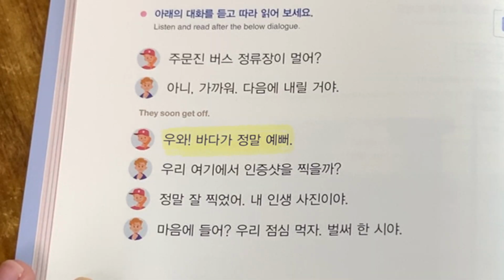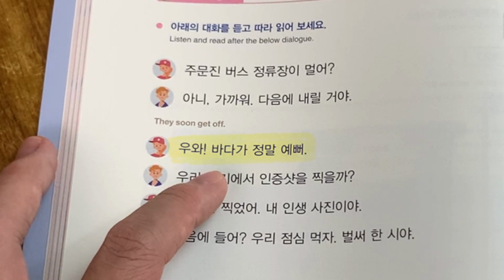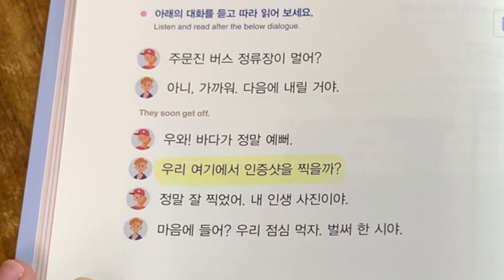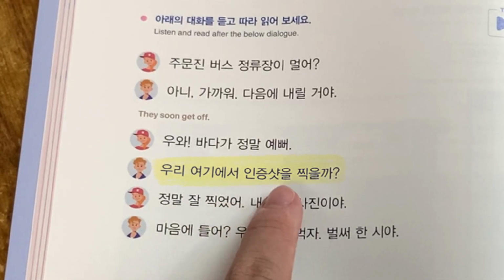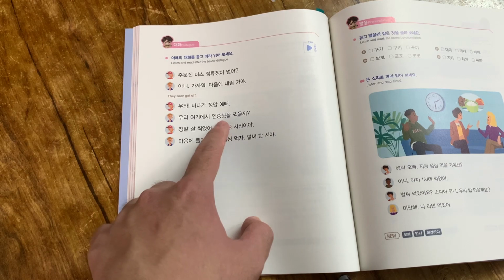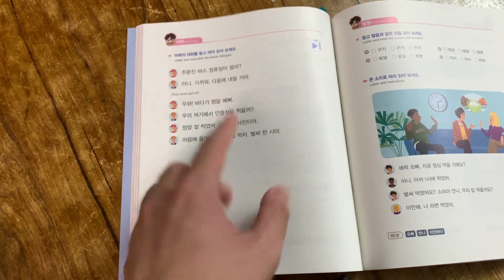와, 바다가 정말 예뻐. Wow, the beach is really pretty. 우리 여기에서 인증샷을 찍을까? Together over here, should we take a picture of proof? 인증샷, 인증, which is like confirm, and then shot.